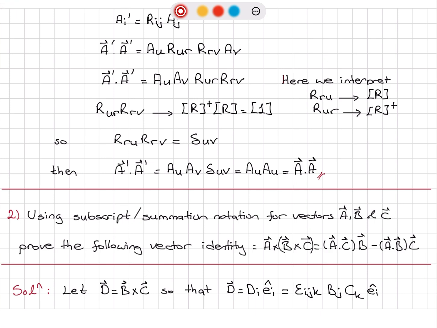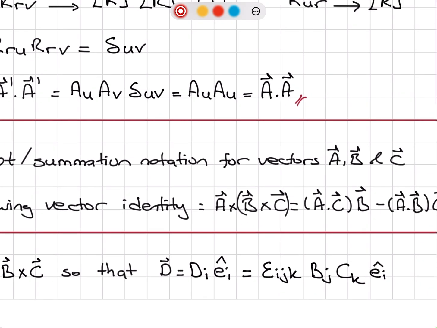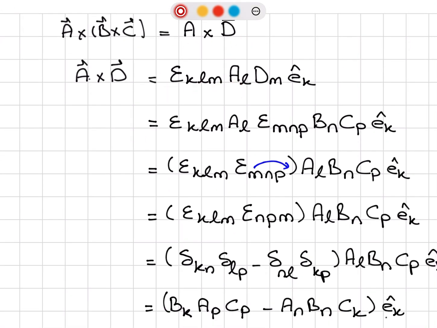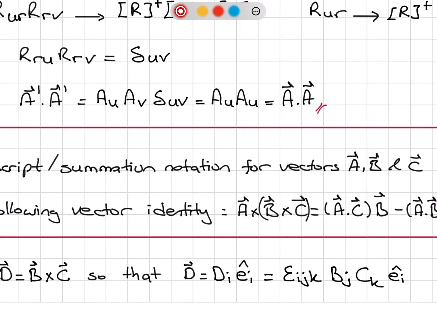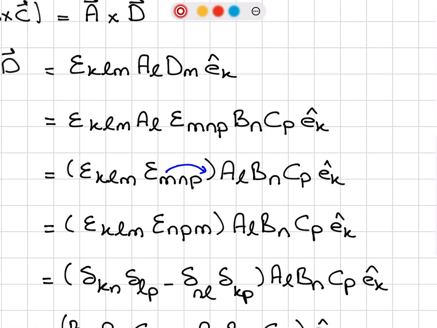Okay, so in this example, we have used the cross product representation using subscript summation notation. Two vectors b cross c together will give us vector d. This means the vector d can be written as epsilon ijk bj ck ei hat. Okay, so a cross d is epsilon klm al dm ek hat. Then I ask myself, what is dm? Well, di is epsilon ijk bj ck, so dm is epsilon mnp bn cp.